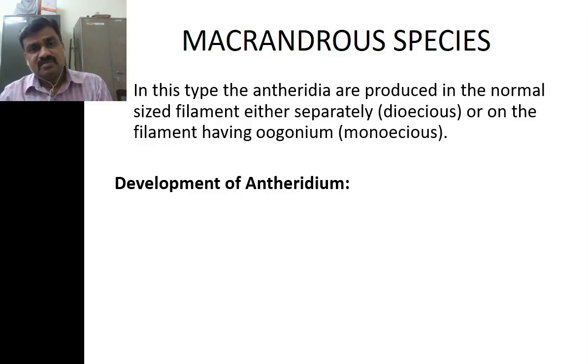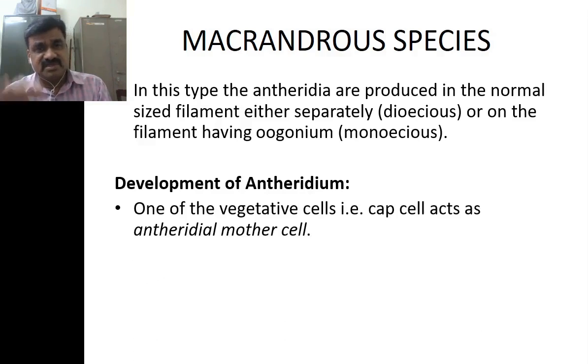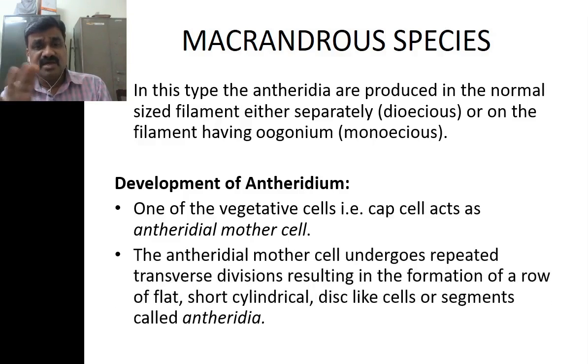Okay. How does this antheridium development take place? We will discuss the steps. You see, the first step, any one of the vegetative cells, exclusively a cap cell. Cap cells are very important because they give rise to zoospore parenchyma and the gametangial cells. So any one of the vegetative cells, that is a cap cell, acts as the antheridial mother cell.